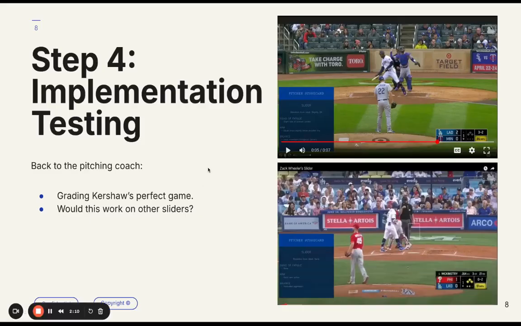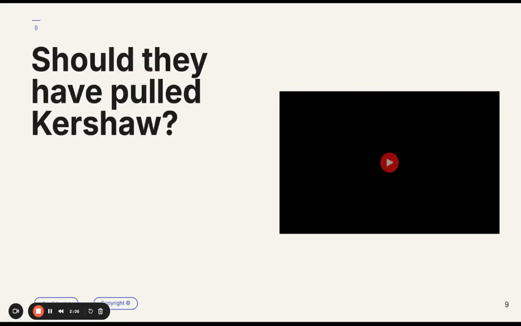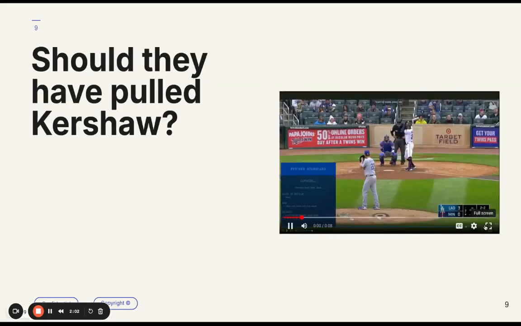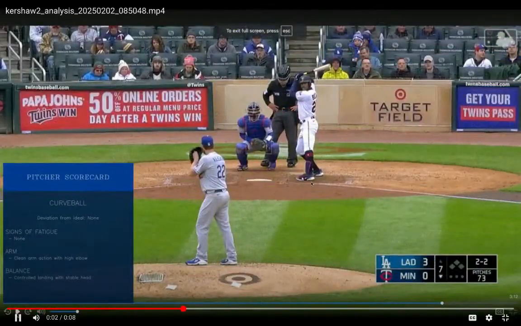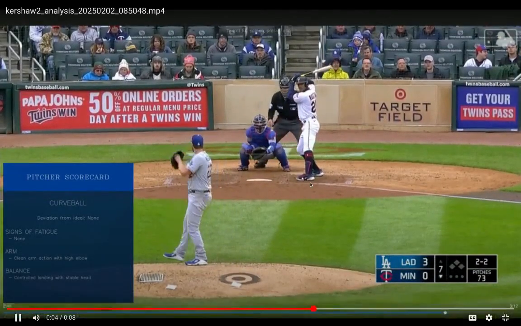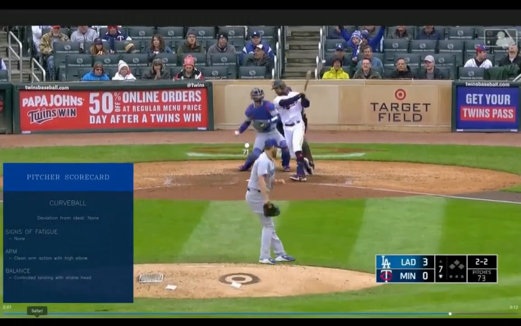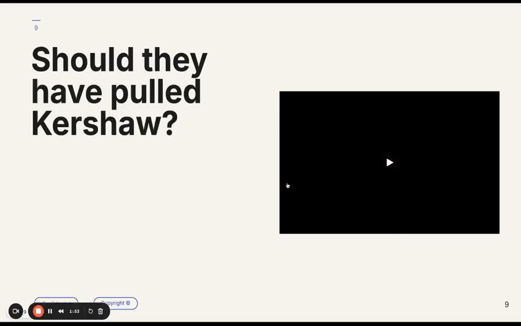So the final step of the process was to grade the Clayton Kershaw game from 2022 and evaluate if he should have been pulled. So let's look at that final pitch from the series. We can see he was throwing his signature curveball, and ideally, this came out pretty good. So why was Clayton Kershaw pulled? That's up for his manager to decide. But based on my model, it was a little bit premature.